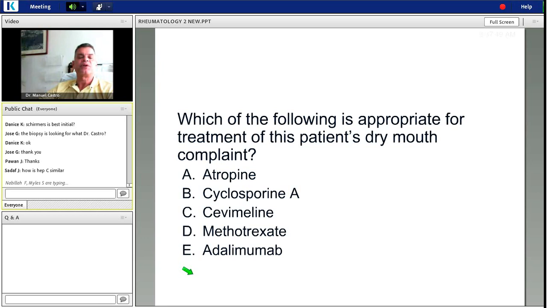Okay, let's see. So atropine, cyclosporin, cevimeline, methotrexate, or adalimumab. So what is the treatment for this? Denise, you say it is C, Miles, C, yes, Nabila, C, yes, very good. Cevimeline is actually the treatment for these patients with dry mouth, okay? So cevimeline is the treatment for dry mouth.